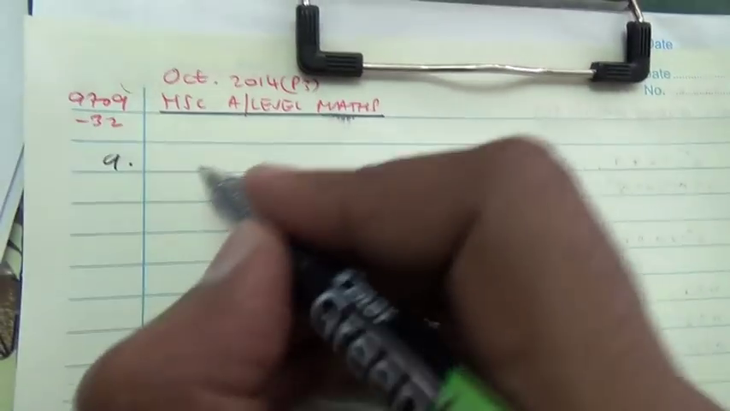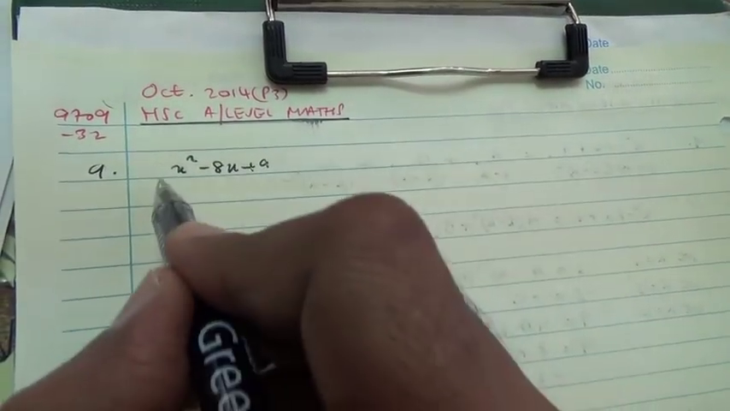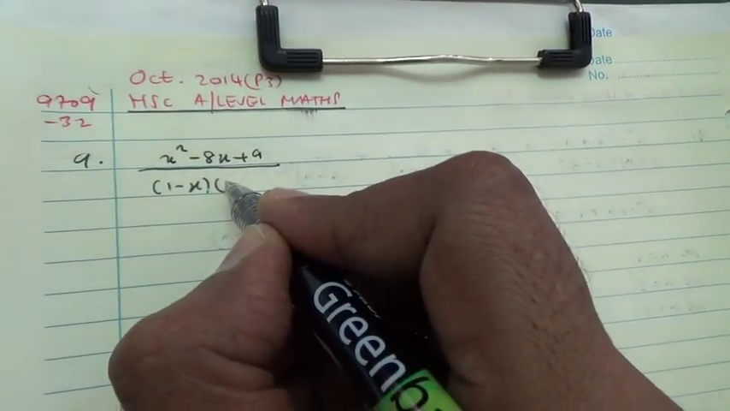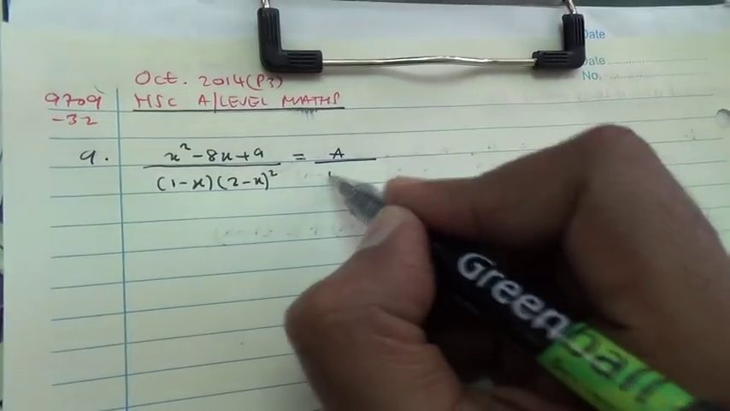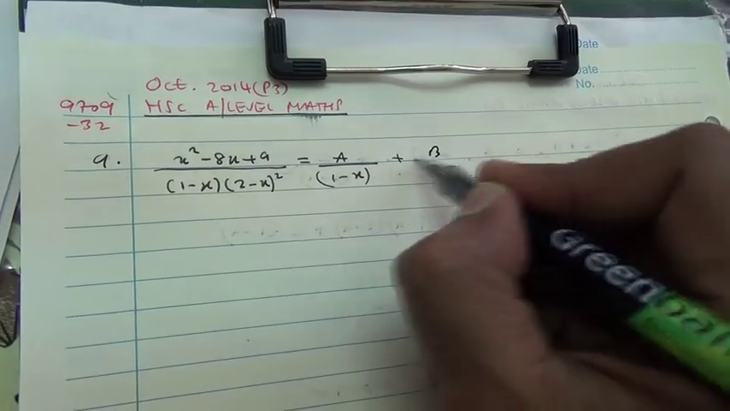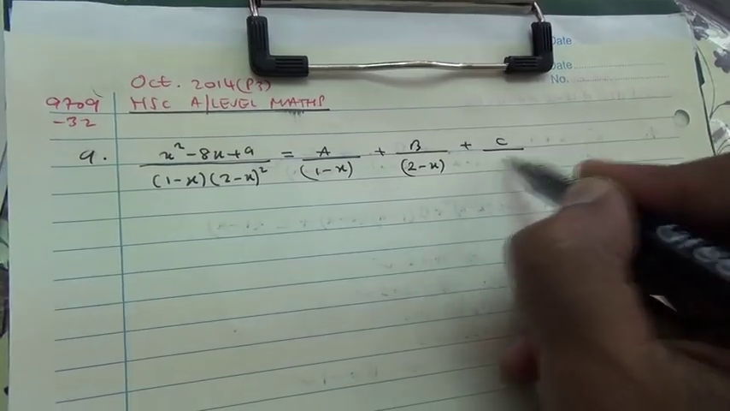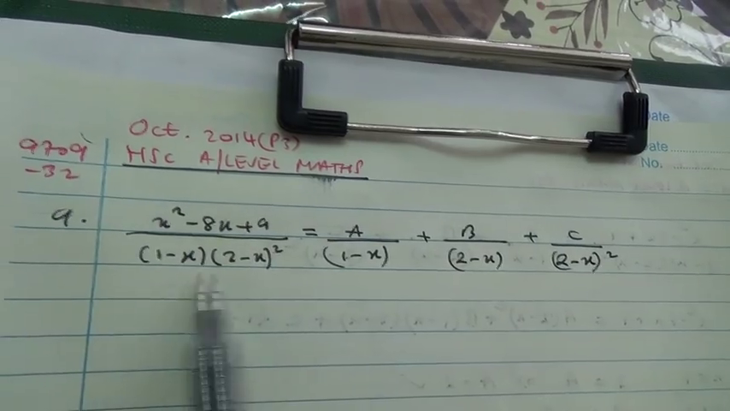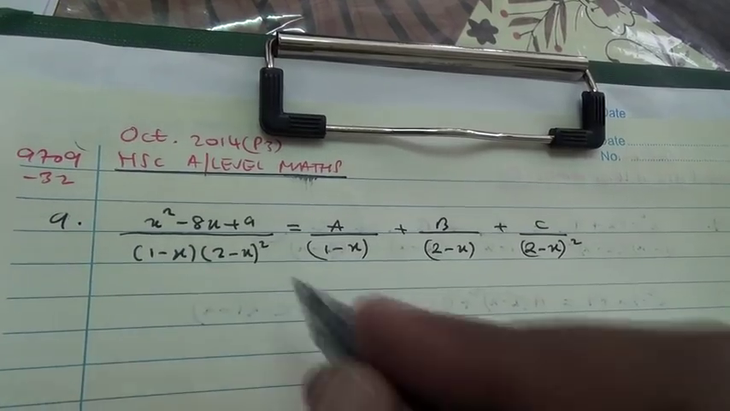Right, so we need to express (x squared minus 8x plus 9) over (1 minus x) times (2 minus x) squared in partial fractions. So this is going to be A over 1 minus x plus B over 2 minus x plus C over (2 minus x) squared. Now all this is going to be multiplied on the other side. So 1 minus x cancels out.